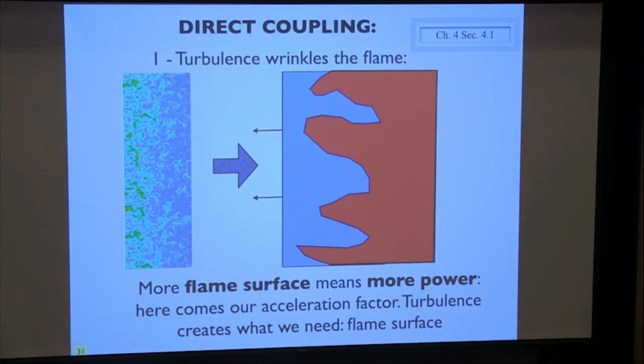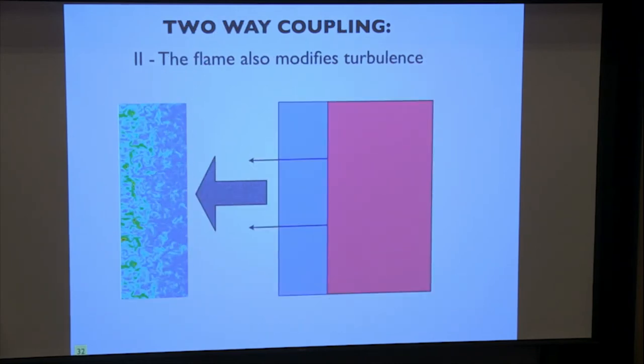And more flame surface will mean more power, so that's good. It's good for applications, but for modeling, it's complicating. But don't forget that the flame also modifies the turbulence. As I told you already, the kinematic viscosity of the burnt gases is like 50 times more than the fresh. So if you are a vortex and you're trying to enter the burnt gases, when you are in the burnt gases, your Reynolds number will go down by 50. So you will die right away, okay?